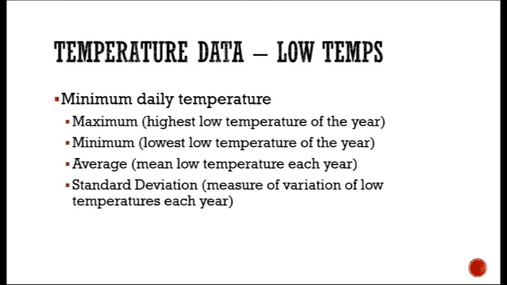Low temperature. Low temperatures were analyzed 4 ways. Maximum low temperature of the year, the warmest night of summer. Minimum low temperature of the year, the coldest night of winter. Average or mean low temperature across the entire year. And the standard deviation, which is a measure of variation of low temperatures across each year.